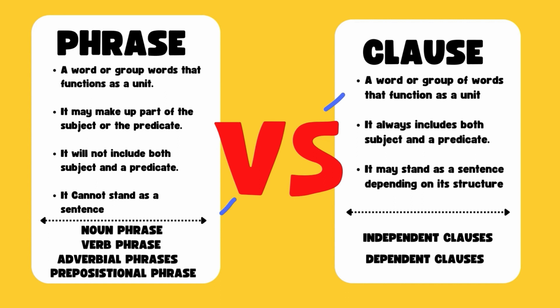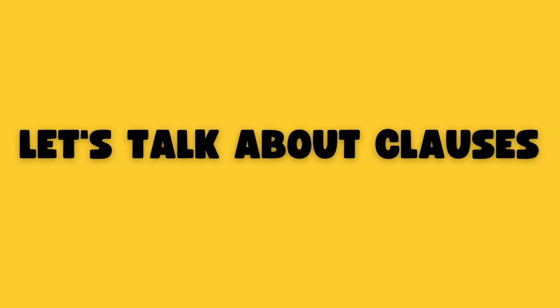So what kind of phrases do we have? We have noun phrases, verb phrases, adverbials, prepositional phrases. But a clause is different. A clause is a word or a group of words that function as a unit. It always includes both a subject and a predicate, and it may stand as a sentence depending on its structure. It may be a sentence all by itself, but that's only independent clauses. Dependent clauses cannot stand alone. So let's talk about clauses now.